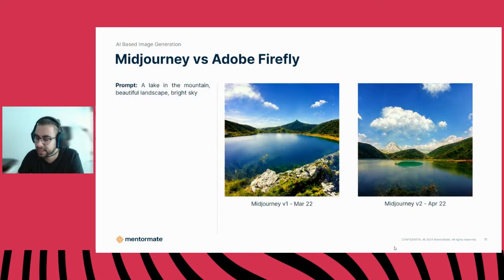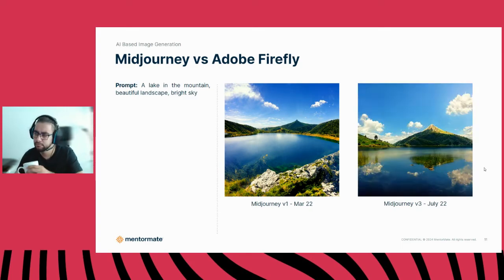Okay, let's observe the same journey of evolution on the second example, which is a more simple prompt: a lake in the mountain, beautiful landscape, bright sky. Midjourney version 1, tries to get there, the water looks weird, the sky looks okay-ish. Version 2, the sky looks better, the trees look okay-ish, the water doesn't look that good. Version 3, they try to recreate reflection in the water, but it doesn't look real.